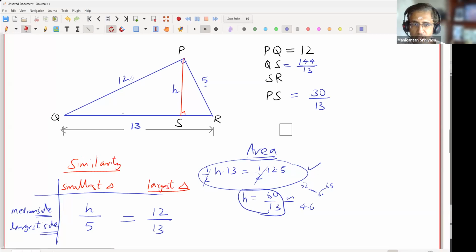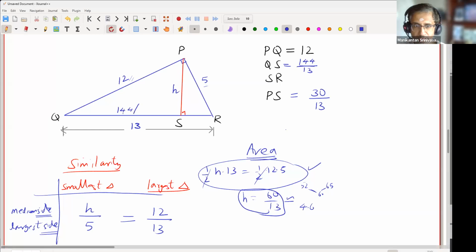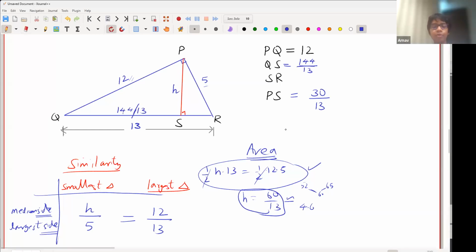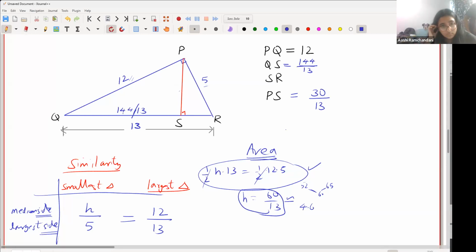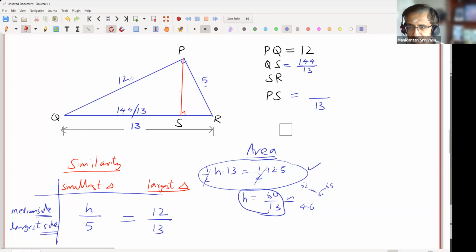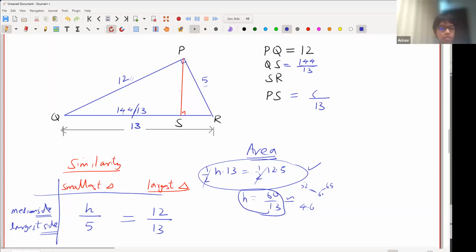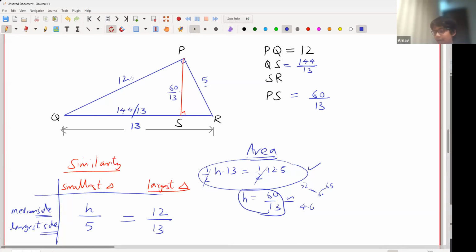Did anyone not get 144 by 13? Ashi, you got 144 by 13 as well? I didn't solve it this way. Arnav, you're saying something? Yes, I didn't solve this way, like getting QS and everything. I just directly went and got 60 by 13, doing R upon 5 equals 12 by 13. R is what? What is R? Like H, I took it as R.